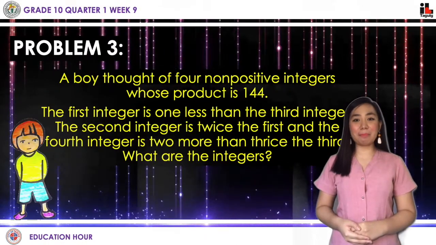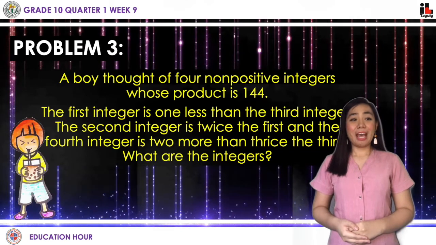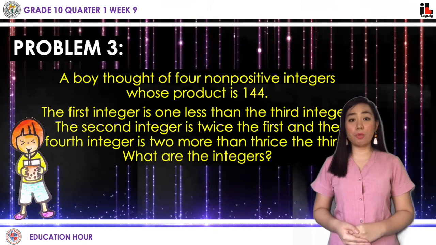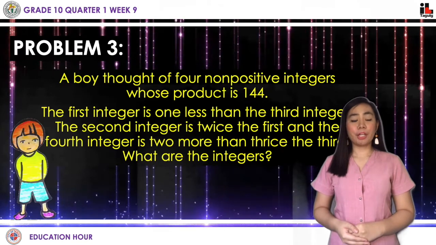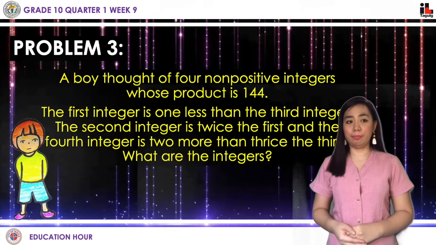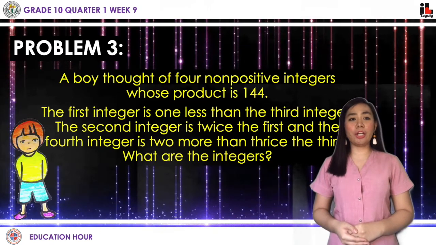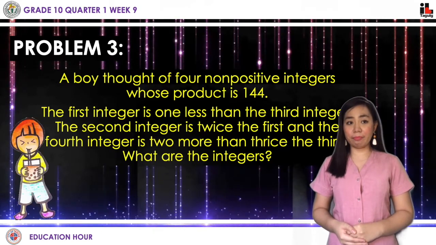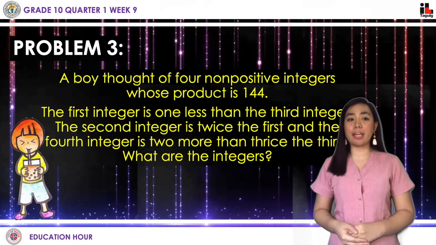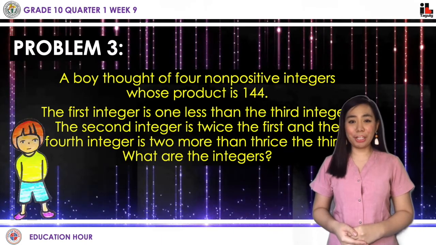And our last problem for today. A boy thought of 4 non-positive integers whose product is 144. The first integer is 1 less than the third integer. The second integer is twice the first. And the fourth integer is 2 more than thrice the third. What are the integers?